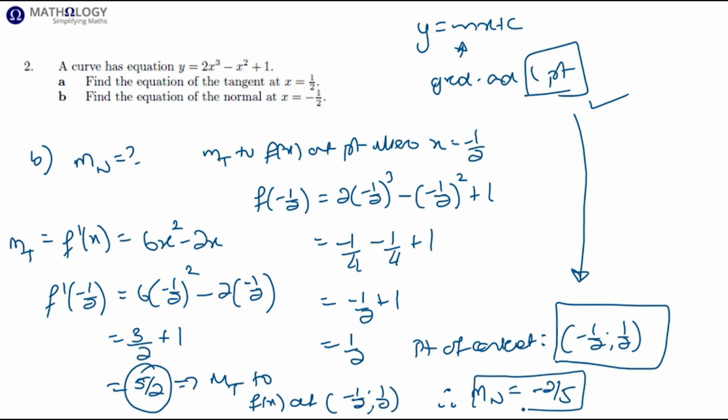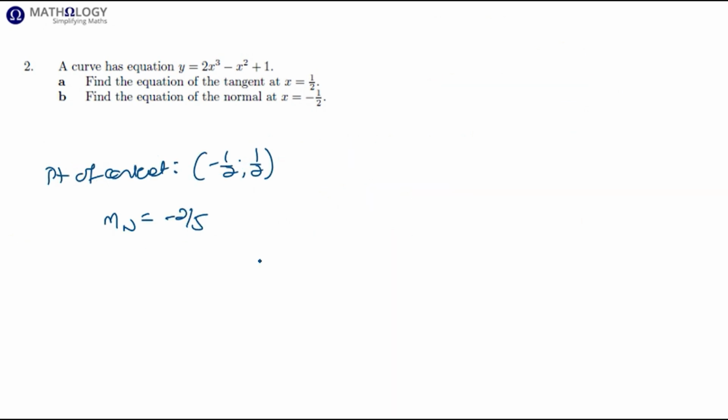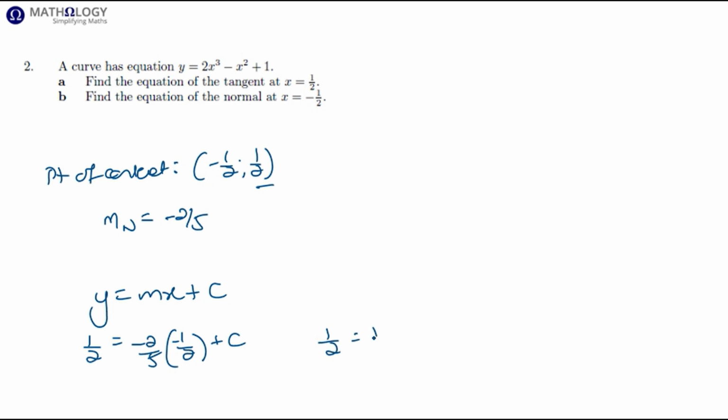We now have the gradient of the normal. We have the point of contact. We can now determine the equation of the normal. So y equals mx plus c. y is a half. Gradient is minus 2 over 5. x is minus a half. So a half equals a fifth plus c. c is a half minus a fifth. So c will be 3 over 10.